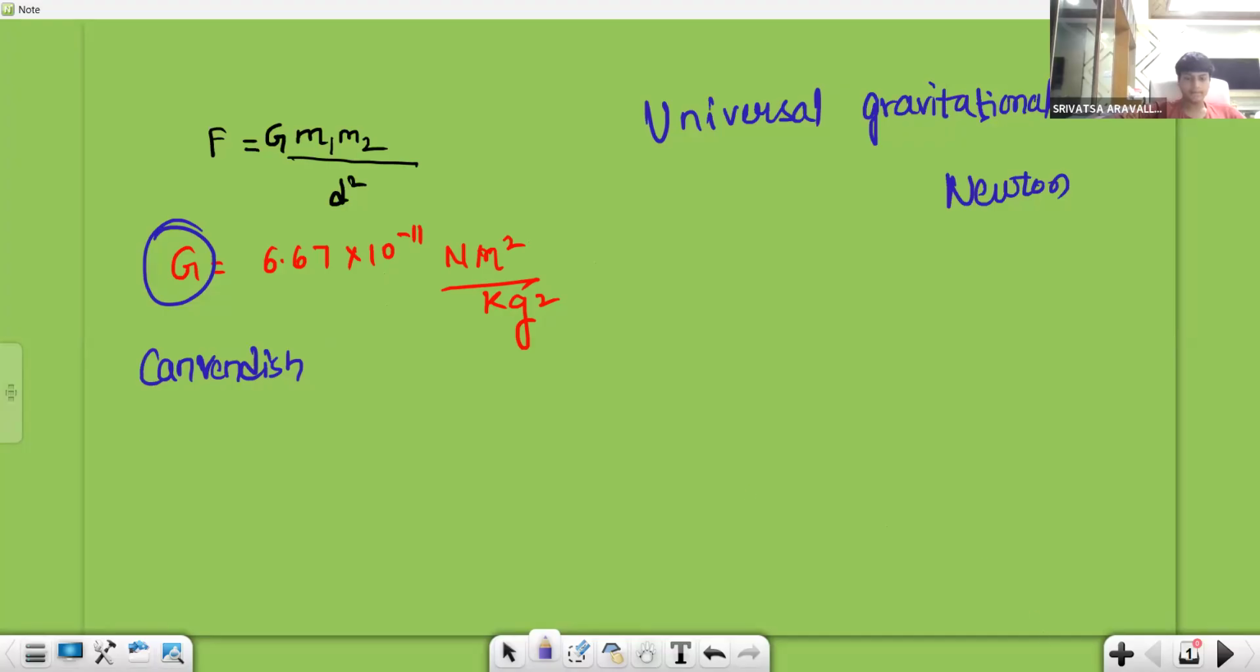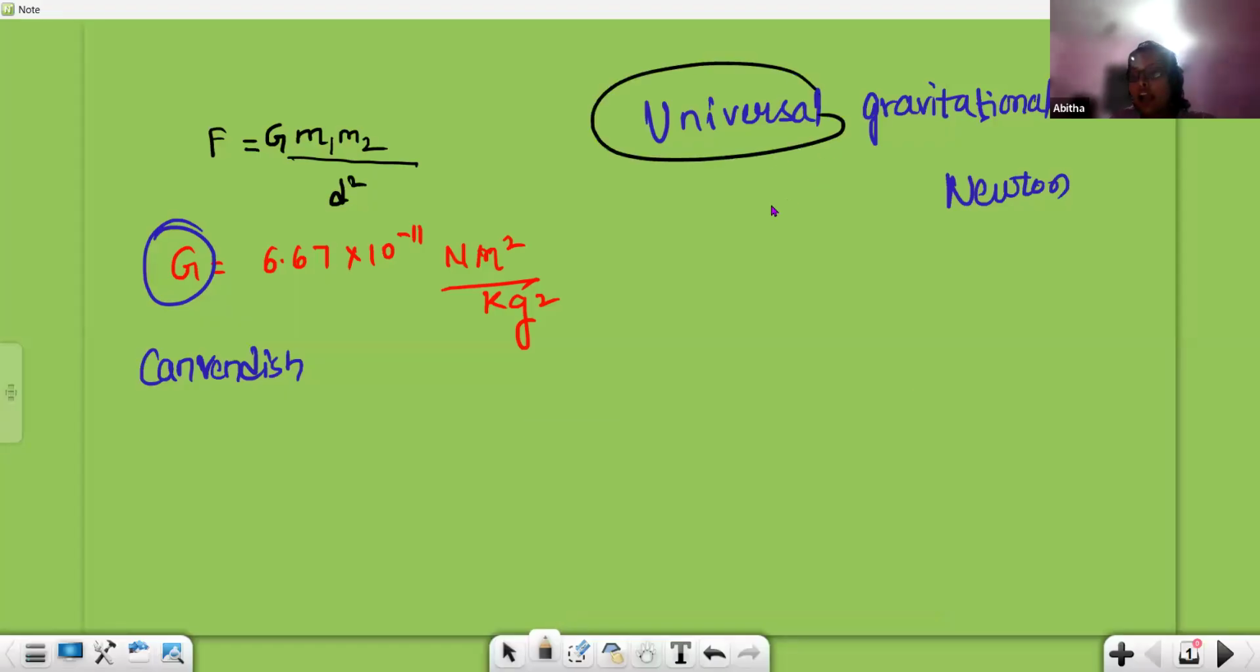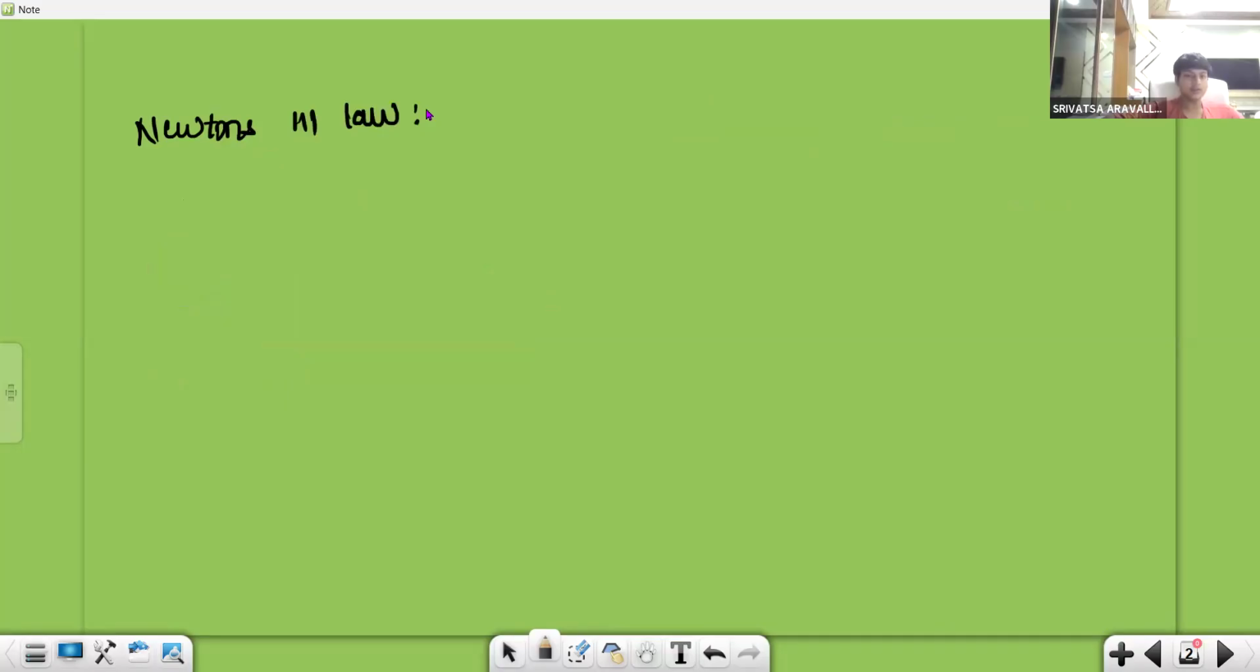Okay. Now, what does universal mean? Universal means it is applicable to everything. If we consider Newton's third law, what is Newton's third law? Inertia comes under Newton's first law. So I'll just tell the definition of Newton's third law: for every action, there will be an equal and opposite reaction. Very good. That is Newton's third law.